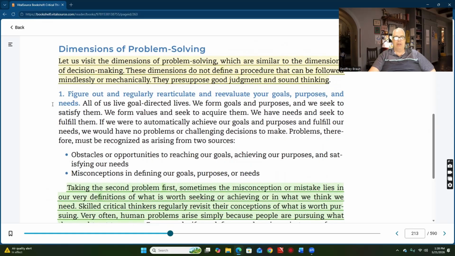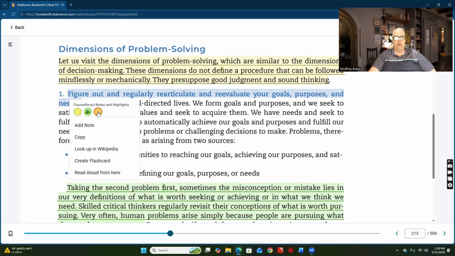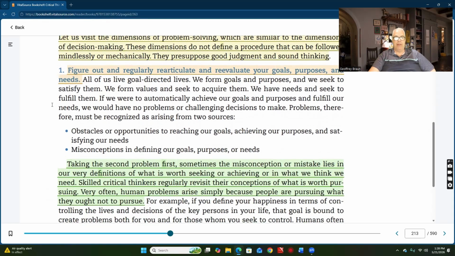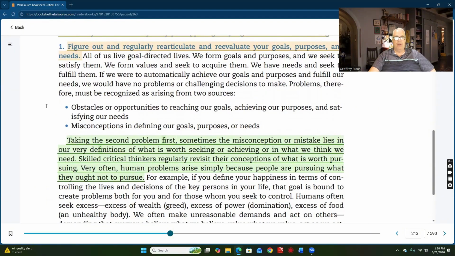Figure out and regularly re-articulate and re-evaluate your goals, purposes, and needs. And this was spoken to before. This is not new to this text or to anything that you're trying to learn, right?